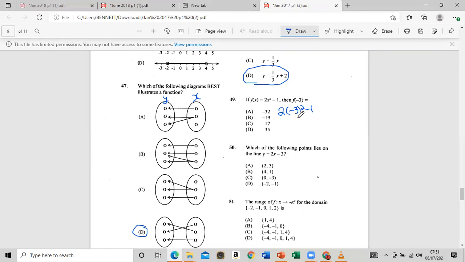Alright, so this is a given 9. 2 9s are 18. So that'll be 18 minus 1, so that's 17.